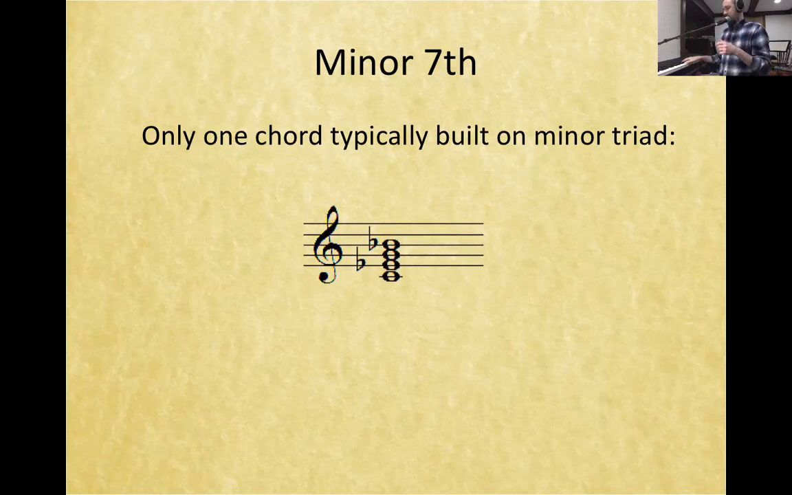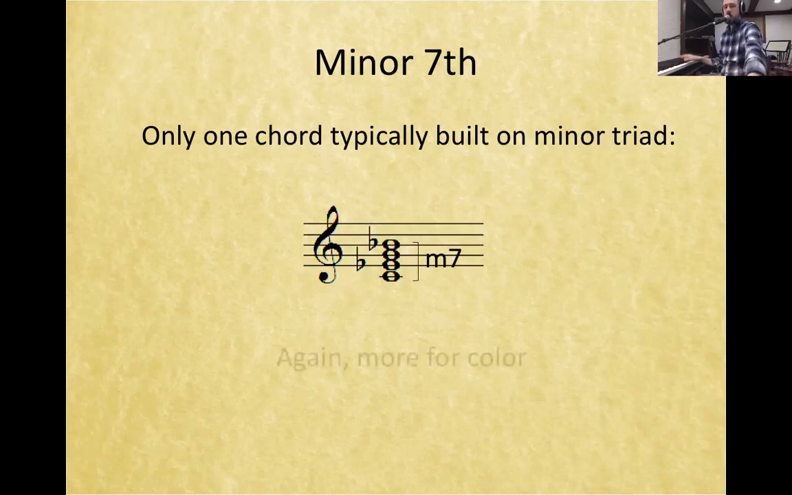So our minor triad here, C, E flat, G. We've got the minor triad. And what kind of 7th do we have? C to B flat, a minor 7th, right? So all together, look at this.